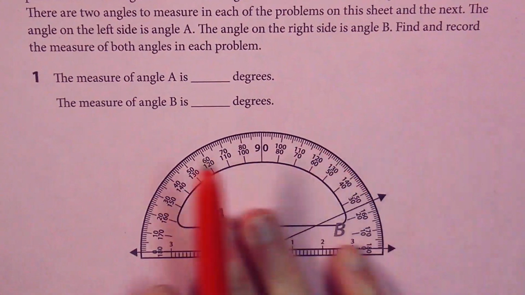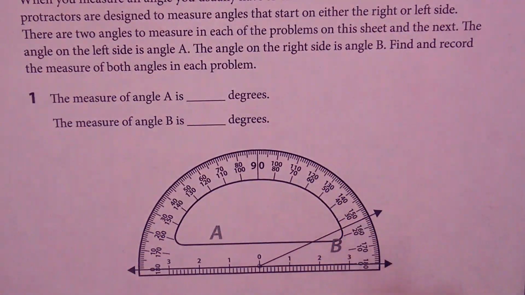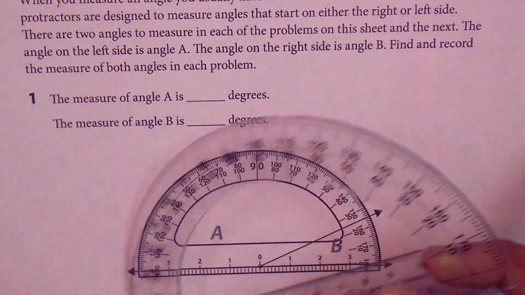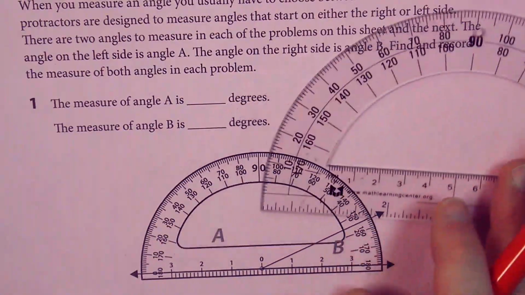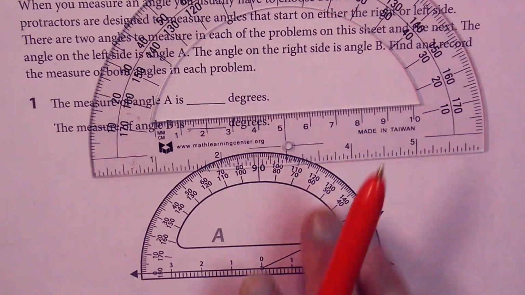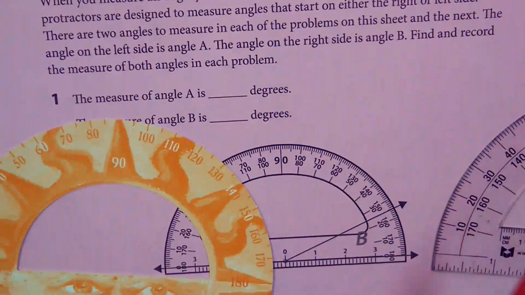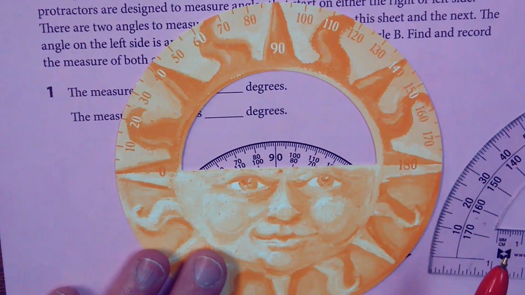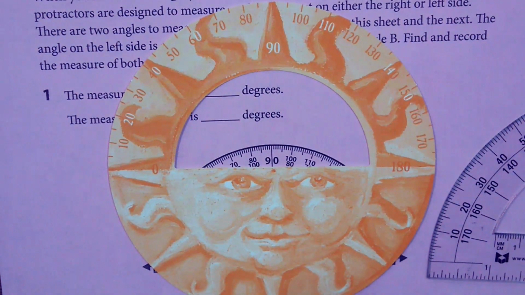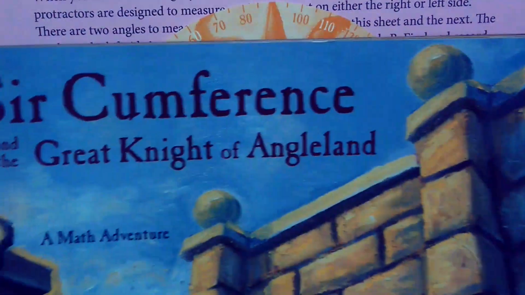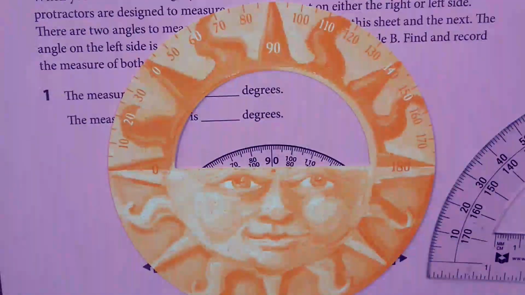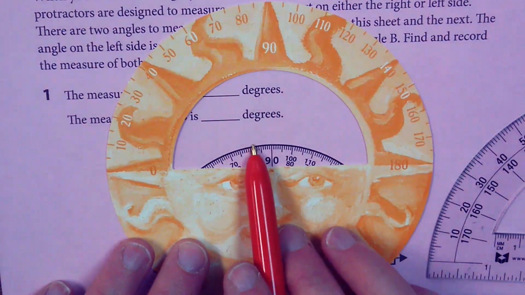Protractors help us measure angles. Here's a picture of one. Here I have a protractor. It's a clear one, but you can see it's very similar, right? Very similar in design. And if you read Circumference, then you know that this is like the cool protractor item that he used to help solve his quest when you were reading Circumference and the Great Knight of Angle Land. Does the exact same thing.